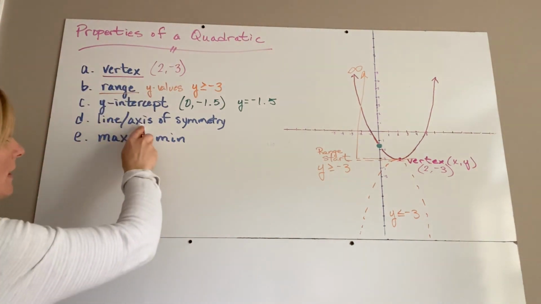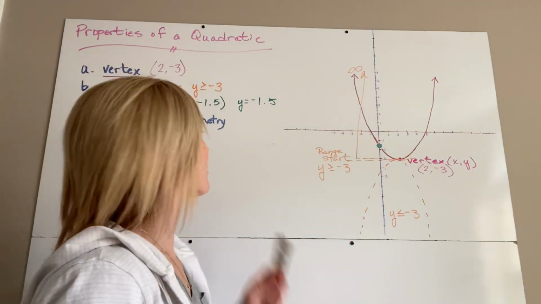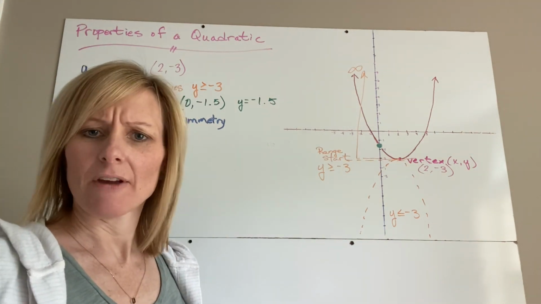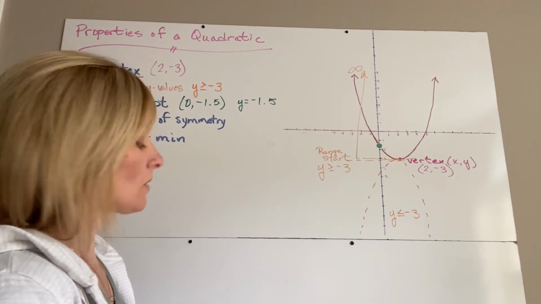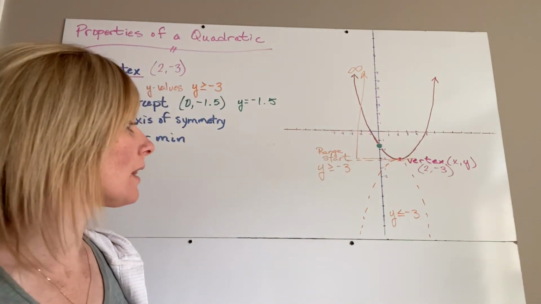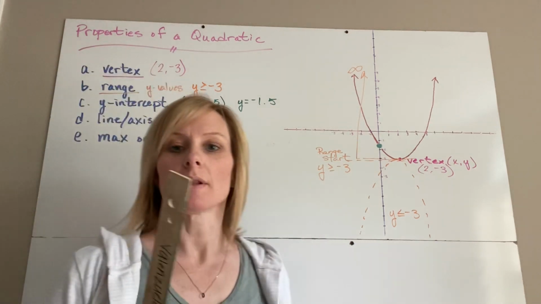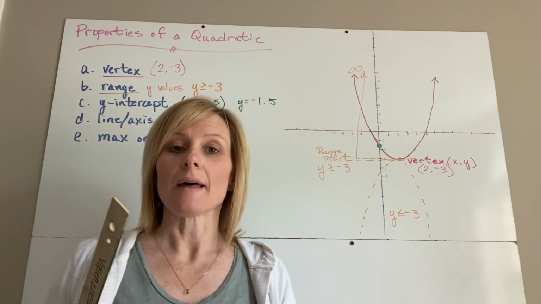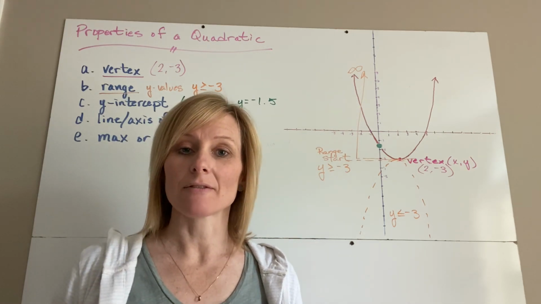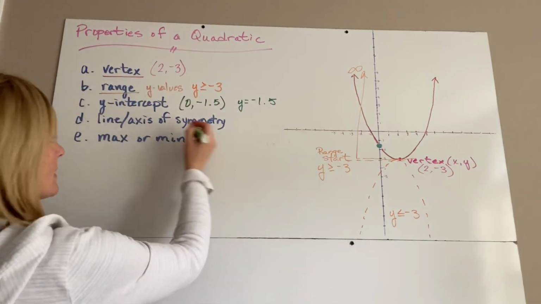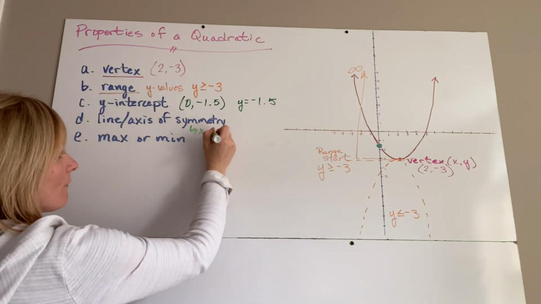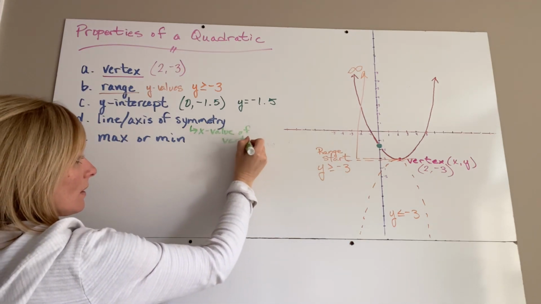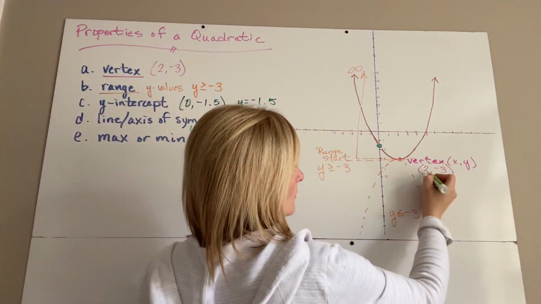Next, the line of axis, or line of symmetry, or axis of symmetry. You'll hear it said both ways, and that's fine. We can talk about it either way. Remember, the vertex and the axis of symmetry play a part with one another. The axis of symmetry is the x value of the vertex. Axis of symmetry, we'll put x value of vertex. Well, what's the x value of this vertex?